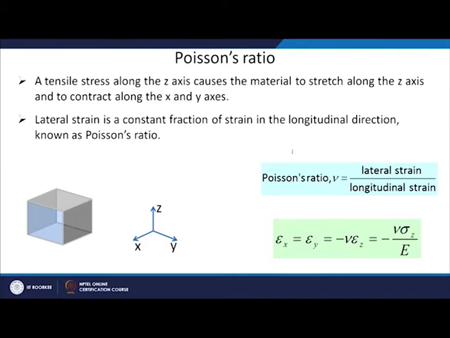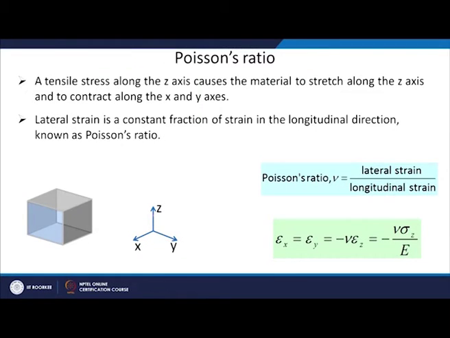Now, after understanding the elastic deformation and Young's modulus, there is another very important parameter when you are doing deformation under elastic limit, called Poisson's ratio. Okay. What does it mean? That when I am applying a tensile stress, for example, in the z axis, in this direction, so when I am elongating in the z direction, there has to be contraction in the x and y direction. Okay. So, that is what is there.